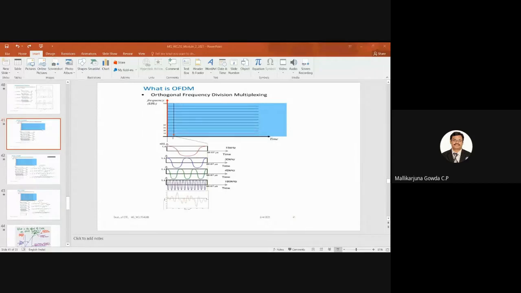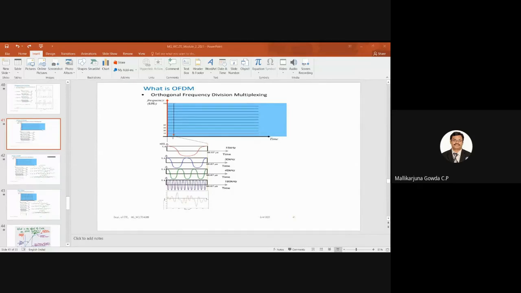There is a time axis, and the Y axis is the frequency. The subcarrier spacing is 15 kilohertz. So the first one is 15 kilohertz, next is 30, then 45, 60, and so on up to 180 kilohertz. So there are 12 subcarriers, and this is what one OFDM symbol is, from 0 to T.